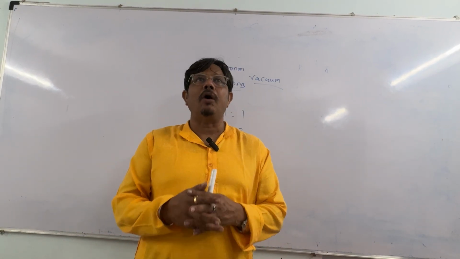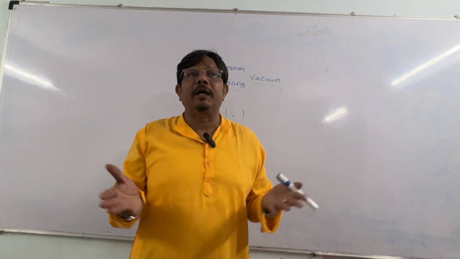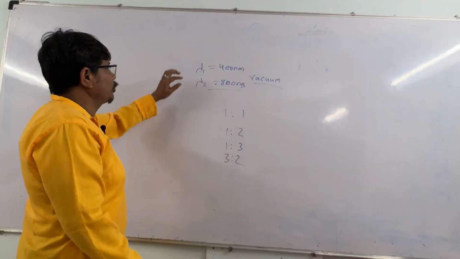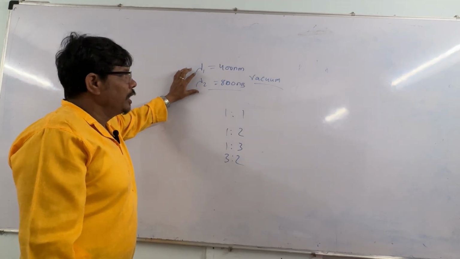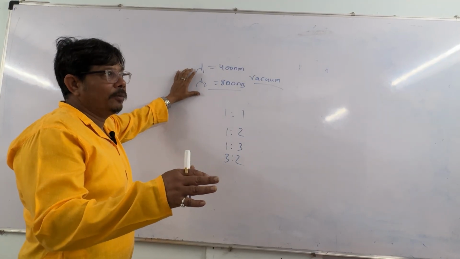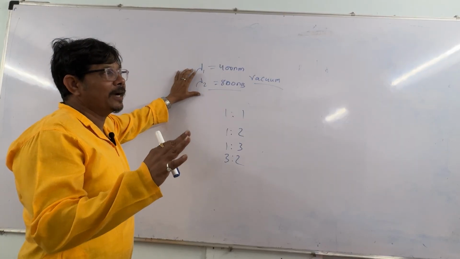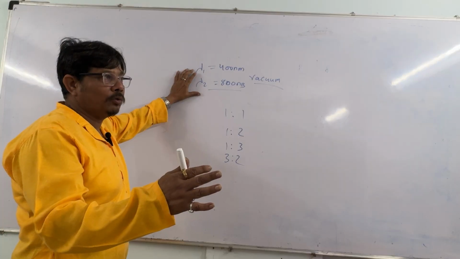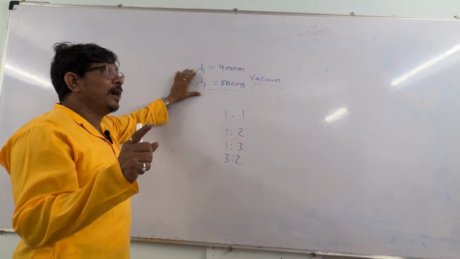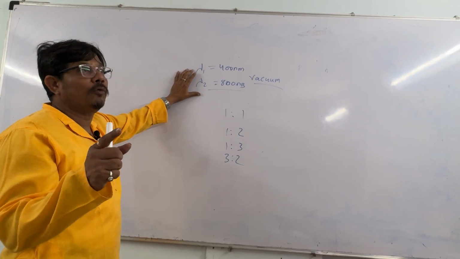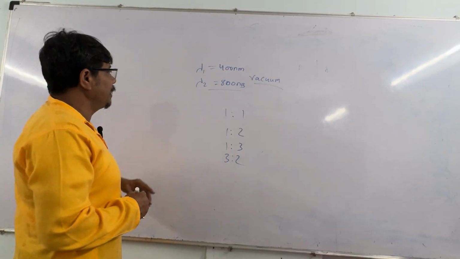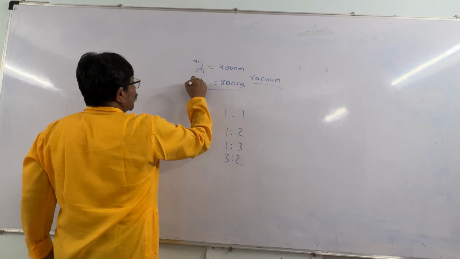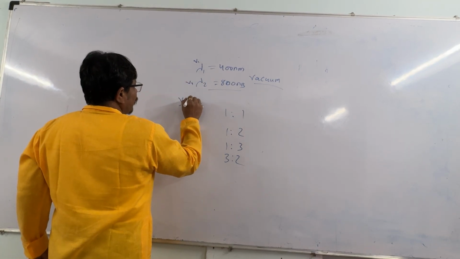What happens when light is traveling in air or vacuum? All light travels together with the same velocity. When it travels in another medium, the velocity changes because velocity is directly proportional to wavelength. The velocity of red light is always greater than the velocity of violet or blue light. Here v1 is equal to v2.